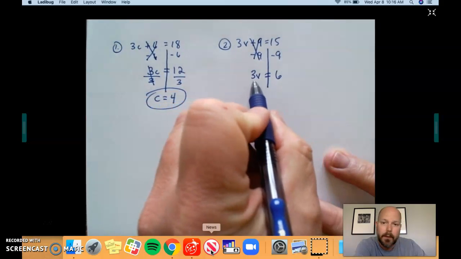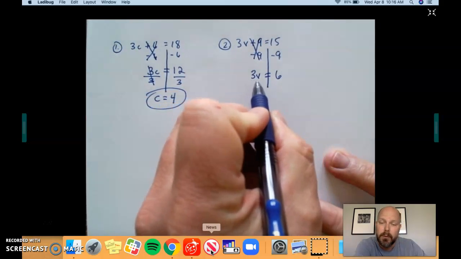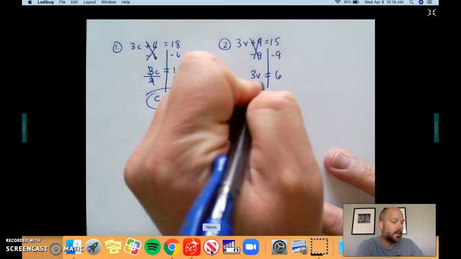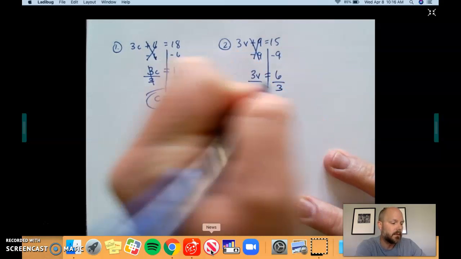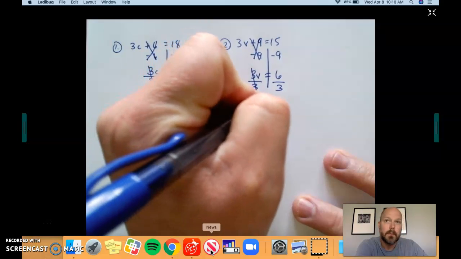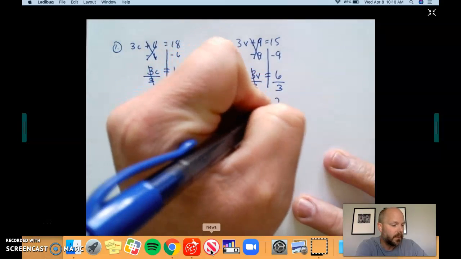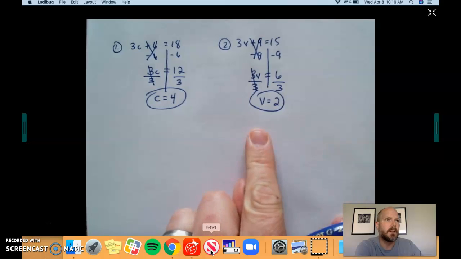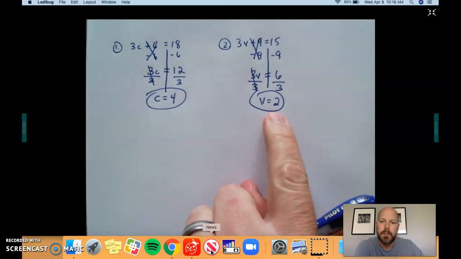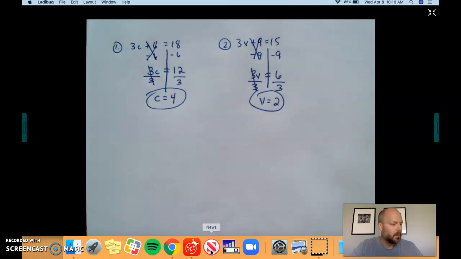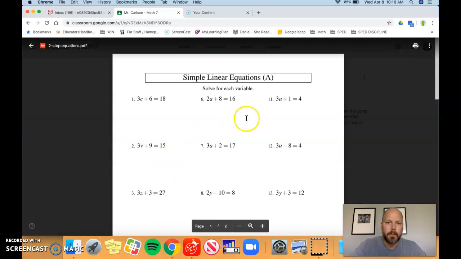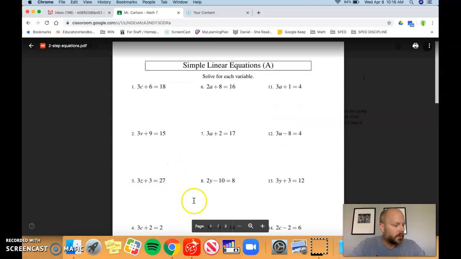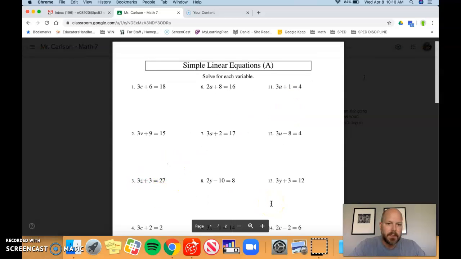Now I look at this 3. This is a multiplying 3, so I need to divide by 3 on both sides. And 6 divided by 3 is 2. So my final answer here is v equals 2. Okay? Let's look at number 3. 3 is 3 times z plus 3 equals 27.